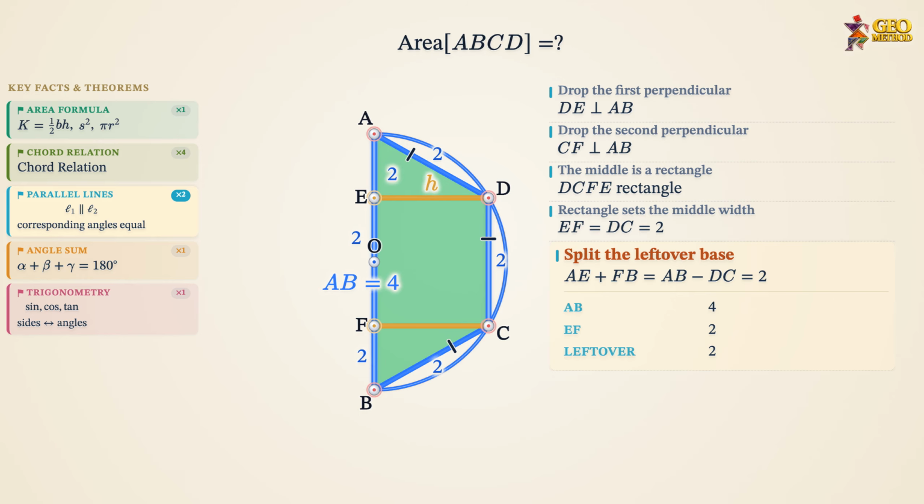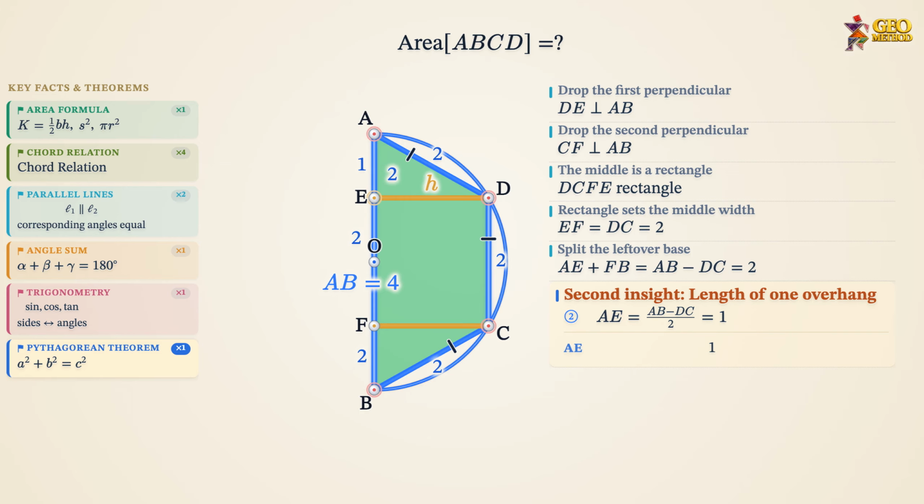The base segment AB is 4 and the middle part is 2, so the leftover base outside the rectangle is 4 minus 2, which is 2. By symmetry, that leftover splits evenly between the two corner triangles. A second insight now finishes the structure. Half of that leftover belongs to the top corner, so segment AE equals 2 divided by 2, which is 1. That is the short base of our top corner triangle.